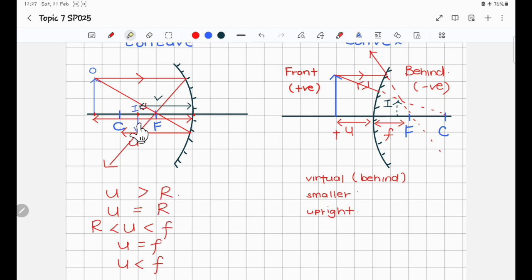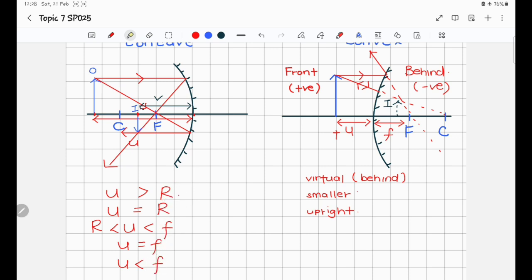And then we have the position of the object in between point C and F, or object distance U in between R and the focal length. The fourth position will be the object exactly on the focal point. Lastly, the object is less than the focal length. So here are the 5 different positions of object that will give you 5 different characteristics of image. We need to know the ray diagram for each one of the positions.